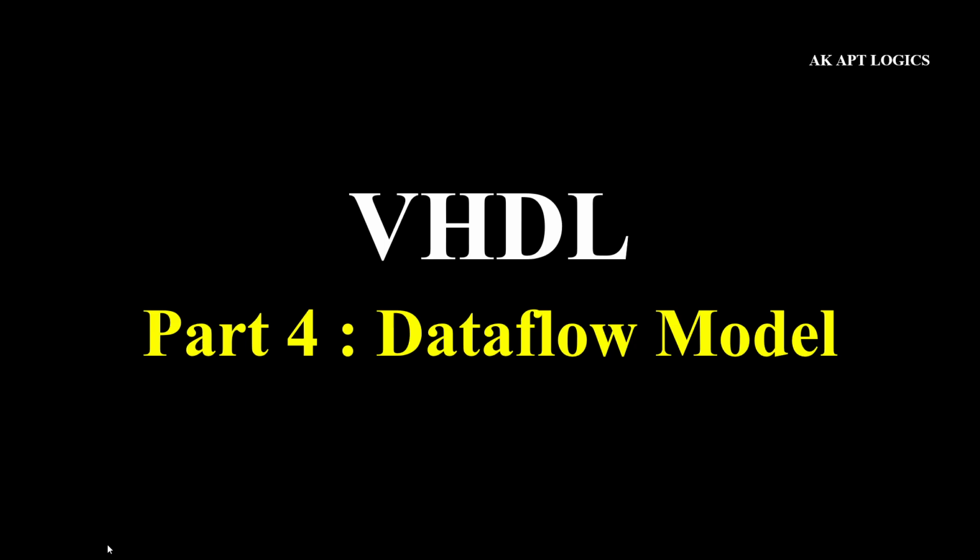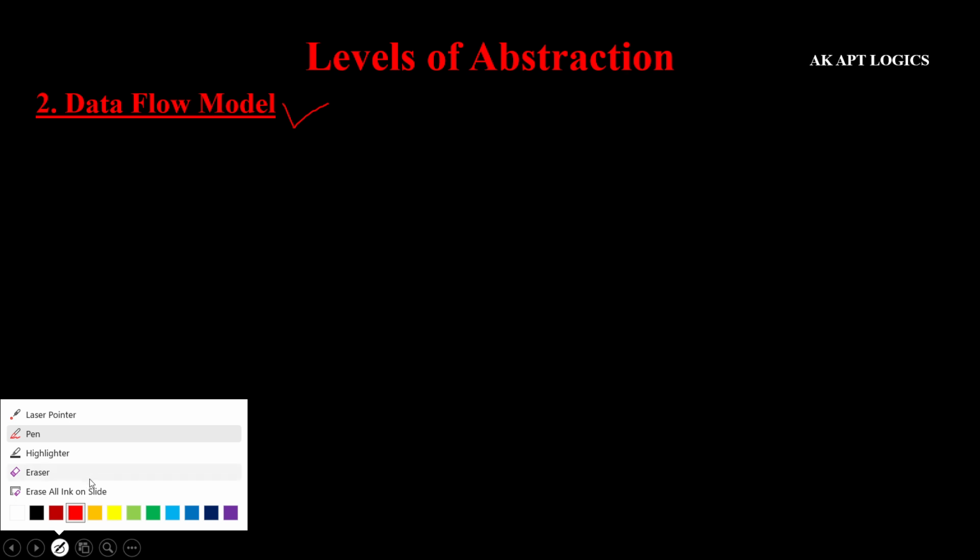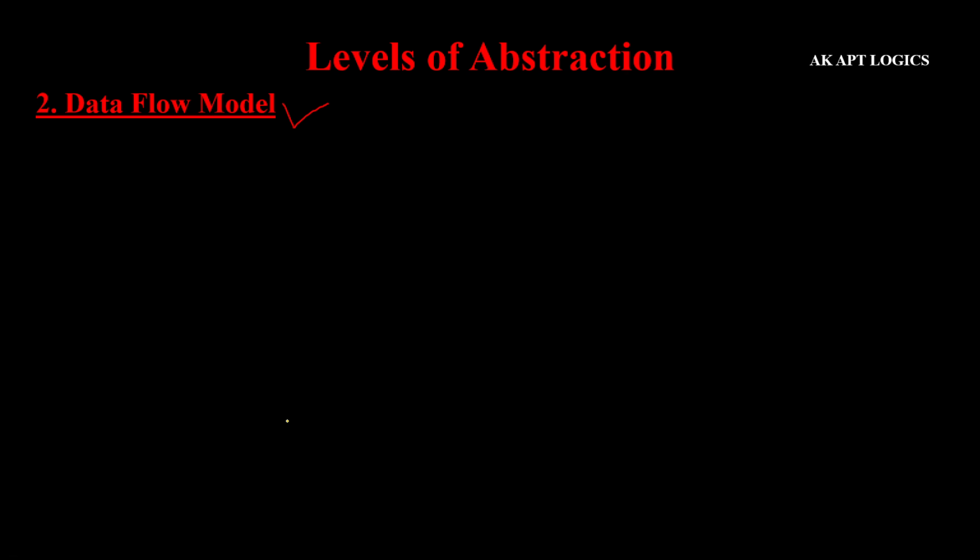Today we are going to discuss the data flow model. What is meant by the data flow model? Next, let me take the pen. In the levels of abstraction, type 2 is the data flow model. Previously we discussed type 1, that is the behavioral model. Now we are going to discuss the data flow model.